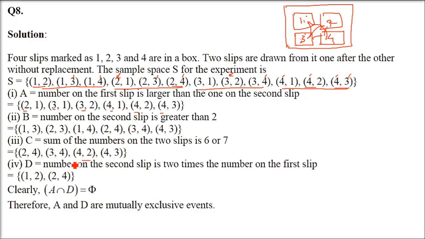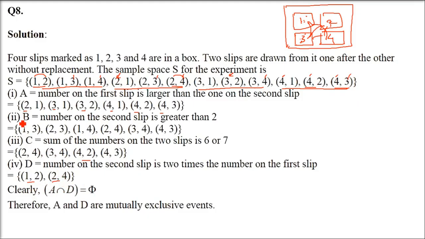Now coming to the fourth, that is D. The number on the second slip is twice that on the first slip. So just take the first number multiplied by 2, and it has to be the second number. So 1 into 2 is 2, 2 into 2 is 4. So there are only 2 elementary events in this sample space: 1,2 and 2,4.